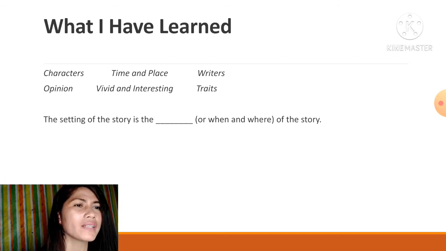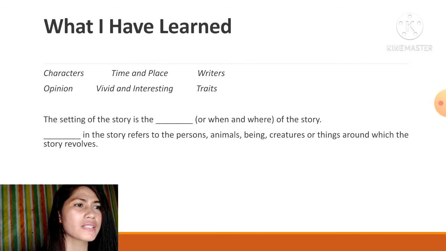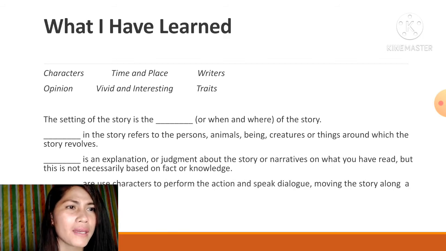So it's very important that when you identify the setting, there should be time and place. And the story refers to the persons, animals, beings, creatures, or things around which the story revolves, and that is referring to characters. An explanation or judgment about the story or narratives on what you have read, but this is not necessarily based on fact or knowledge, and of course, that signifies an opinion.